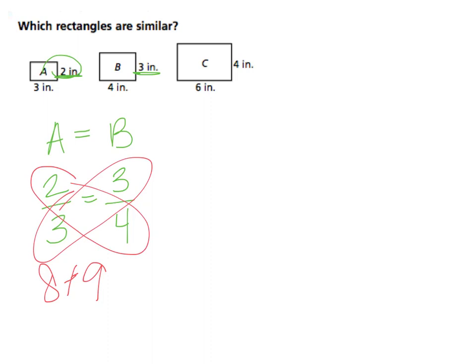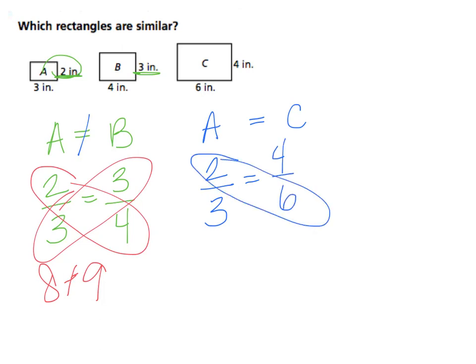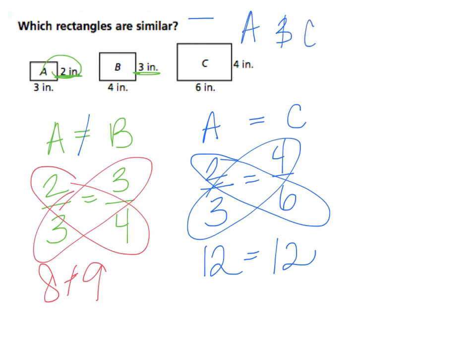So let's try A and C. So I'm going to start again. 2 over 3 equals 4 over 6. So I'm going to cross multiply. So 2 times 6 is 12 equals 3 times 4, which is also 12. So therefore, which rectangles are similar? We're going to say A and C because those ones are in proportion.